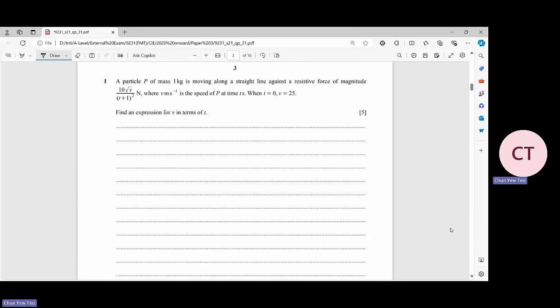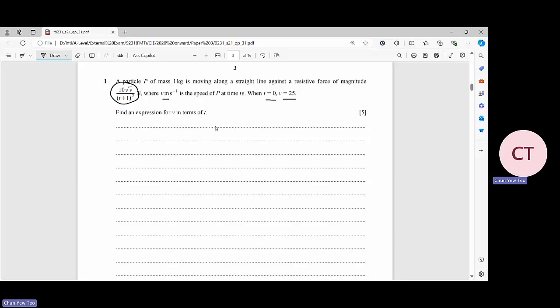A particle P of mass 1 kg is moving along a straight line against a resistive force of magnitude 10 square root of V divided by (10 plus 1) squared, where V meters per second is the speed of P at time t seconds. When t equals 0, V is equal to 25. Find an expression for V in terms of t.